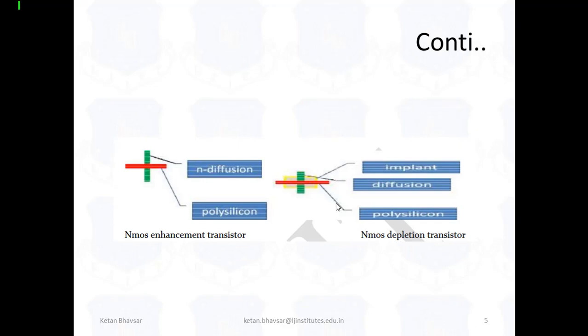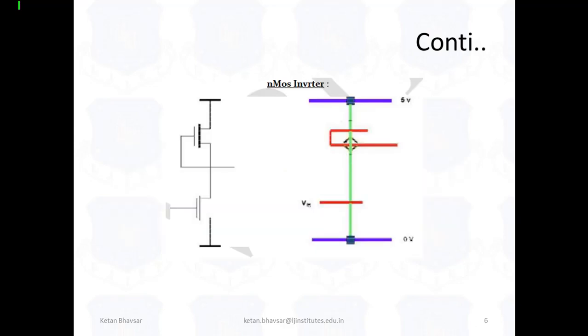Similarly, when we're talking about the inverter, it looks like this. As you can see, the simple inverter diagram. This one is a PMOS and this one is an NMOS. Normally in the book we can see this type of diagram configuration.